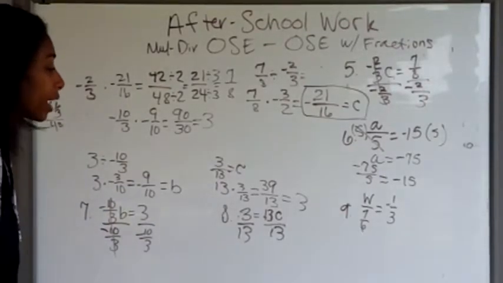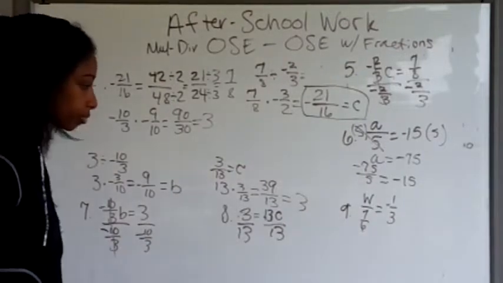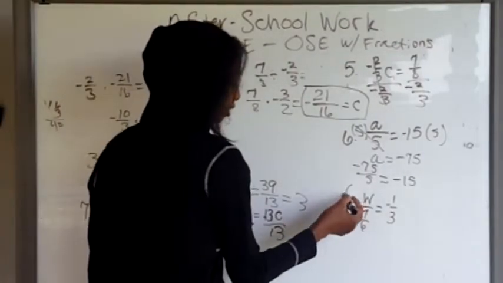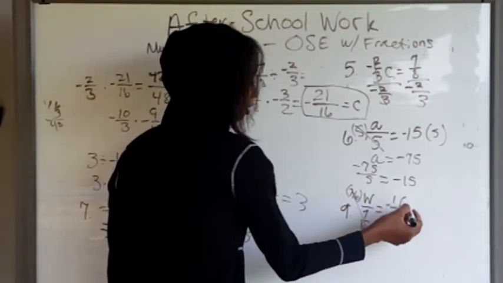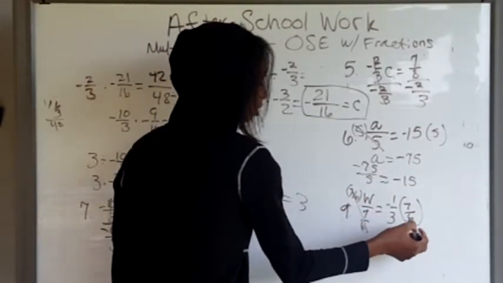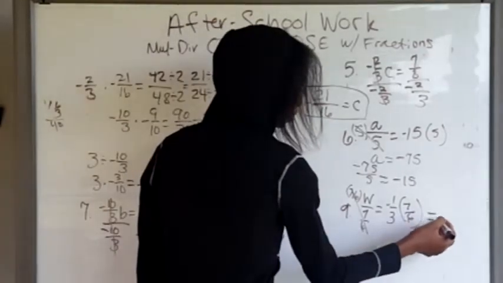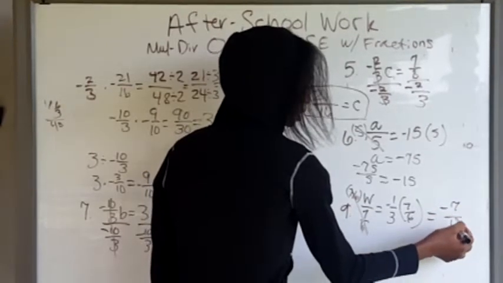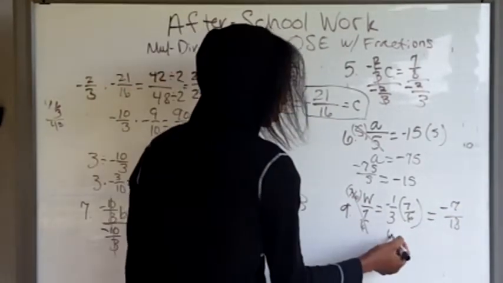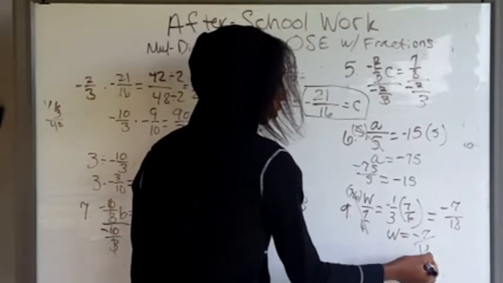Alright, so number 9, w divided by 7/6 equals negative 1/3. So we're going to multiply to get the variable alone. Those cancel out. Then we'll multiply by 7 over 6. So negative 1/3 times 7 over 6 is going to be equal to negative 7 over 18. And that doesn't reduce. So w equals negative 7 over 18.